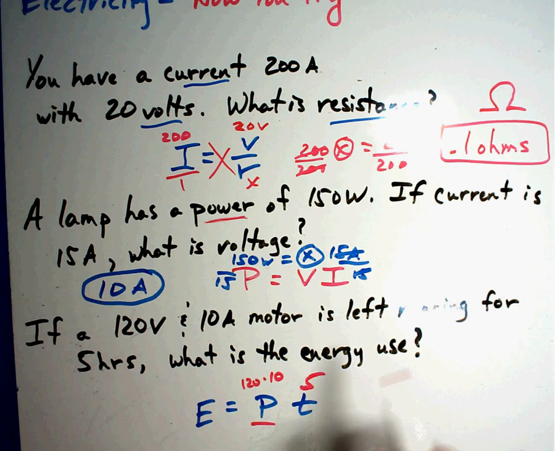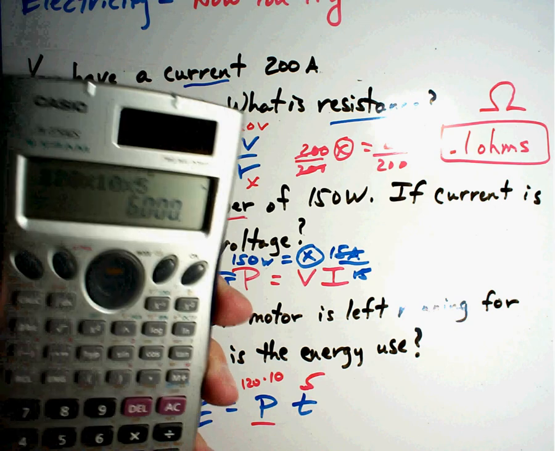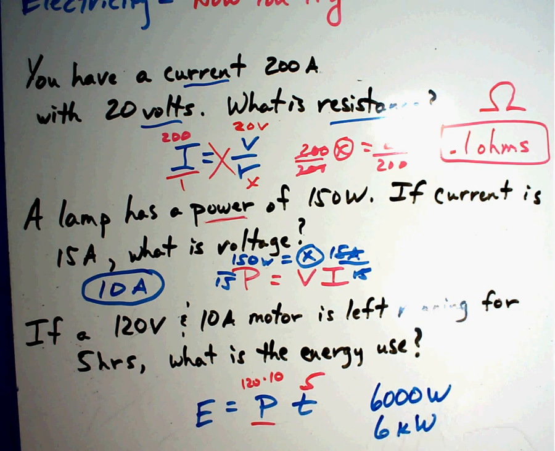Okay, so I'm going to have to multiply all 3 of those numbers. So it's 120 times 10 times 5. The answer? 6,000. 6,000 watts. Or 6 kilowatts. Either one of those answers will work. If you got these, congratulations. Again, all of these problems, it involves plugging the number into the formula and solving for it.